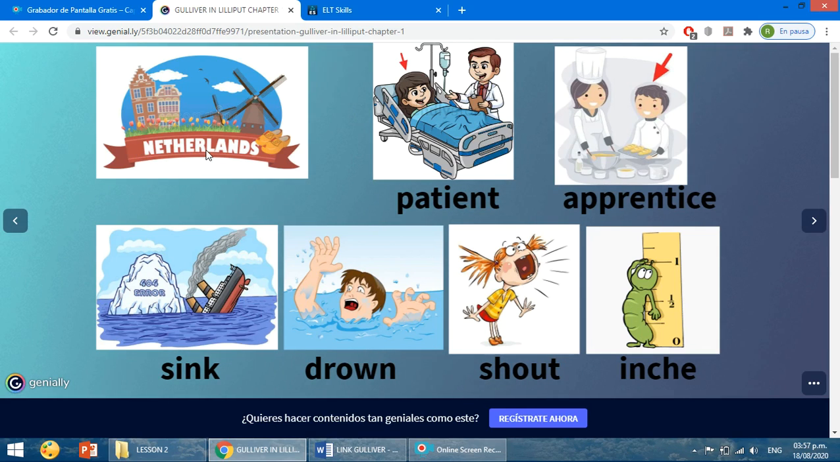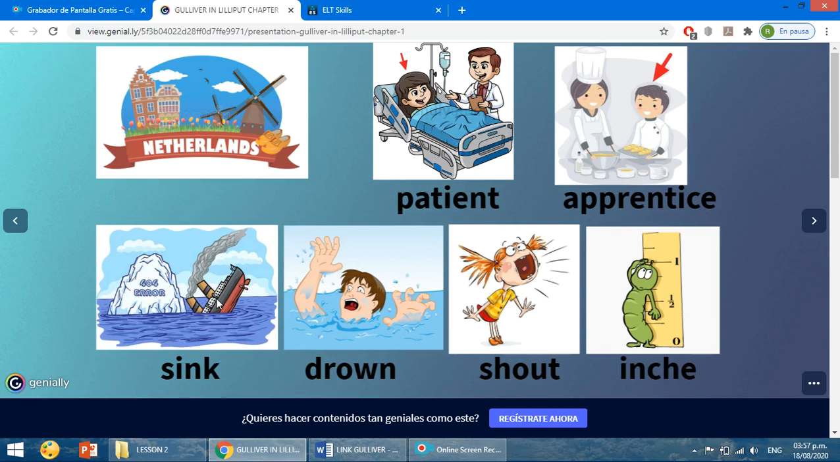Netherlands in Spanish means Países Bajos. Okay, this is a country, Netherlands. Patient, you know, is the person who is sick. Okay, that's patient. Apprentice. Apprentice is the person who learns from an expert. Similar to student, to pupil, okay, similar.